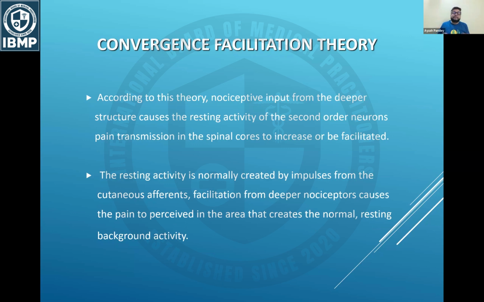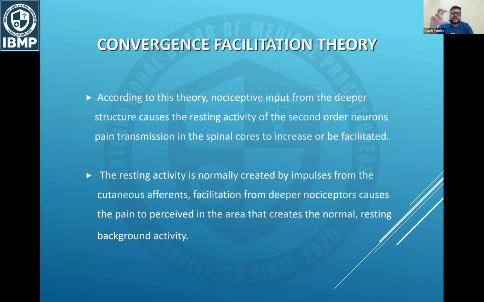So what exactly is this? The pain from the deeper structures, like viscera or deeper tissues, can facilitate or amplify the normal background activity of the spinal neurons. How? Now you see, second order neurons are there in the spinal cord. When they are at a resting phase, they have a low level of resting activity. And these are maintained by impulses coming from the superficial, that is the skin, cutaneous afferents. The second thing is the input from the deeper nociceptors, that is from the viscera or muscle. So when the deeper pain signals from the viscera enter, they increase or facilitate the activity of these second order neurons, which were at their resting phase.